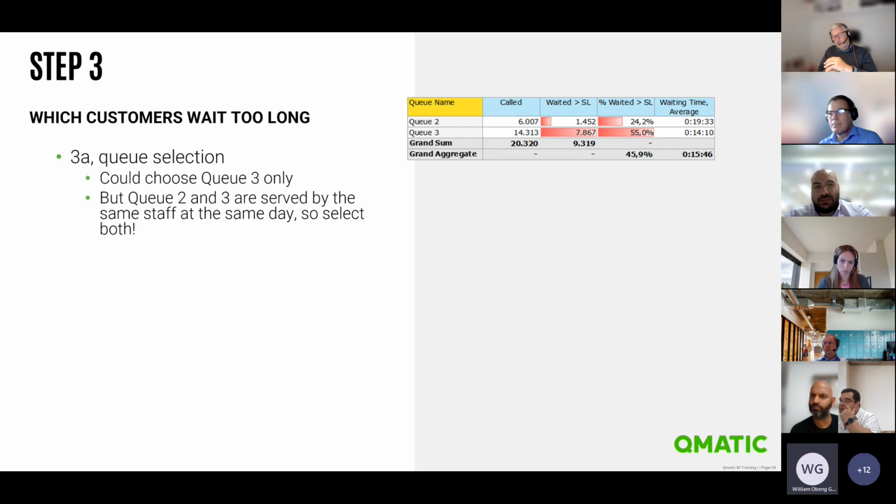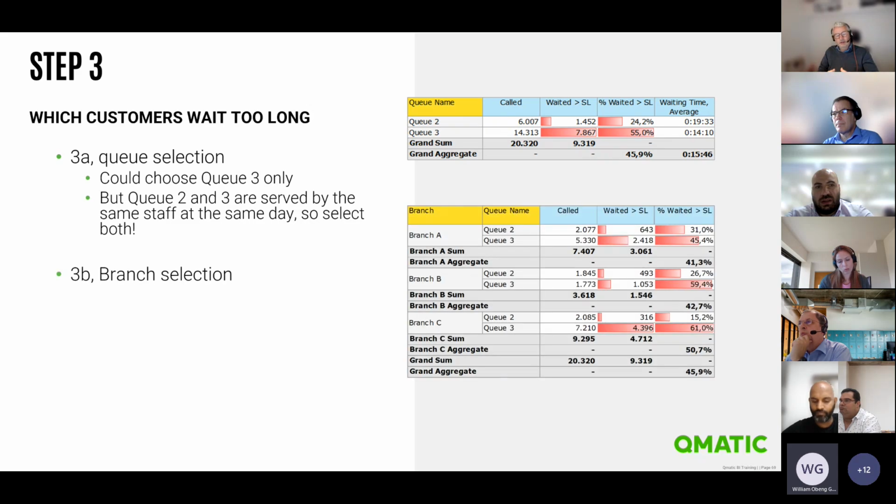So I could say, you know what, I continue my analysis on queue number 3. But when I looked at some other statistics, I found out that queue number 2 and queue number 3 are called by the same staff members at the same counters. So statistically, you can actually not split it up then. You should look at the whole group at queue number 2 and queue number 3 because they serve the same customers. So the next thing I did is, and in this case, there were only 3 branches.